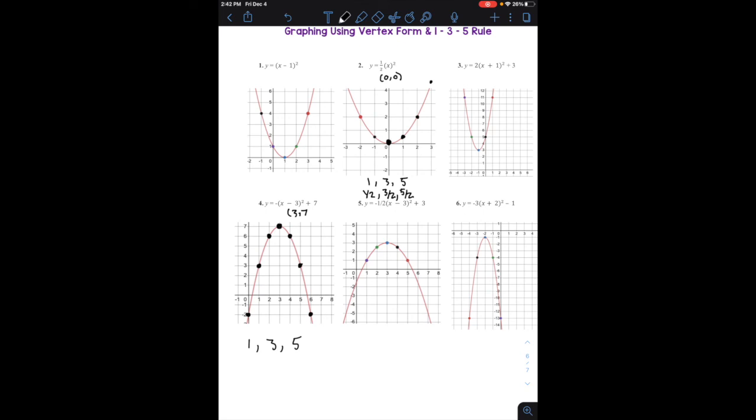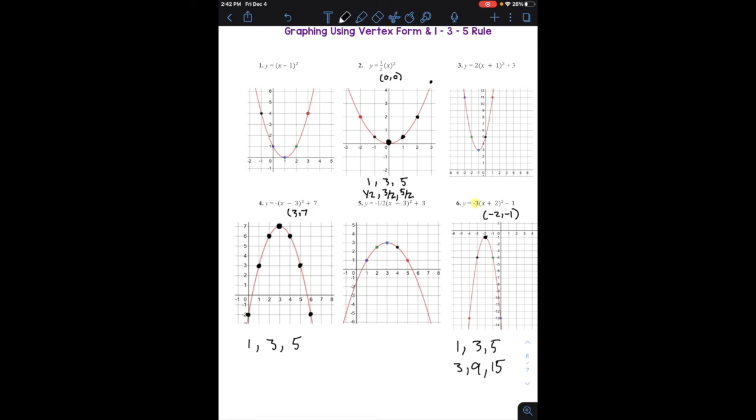Notice number 6 now has a 3 as an a value. It's negative, so it's going to be concave down. But since it's 3, I'm not going to use 1, 3, 5. I have to multiply that pattern by 3. So we're going to do the 3, 9, 15 rule. The vertex is -2, -1, so we'll go ahead and plot that first.